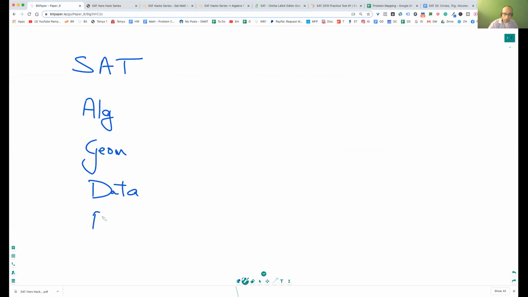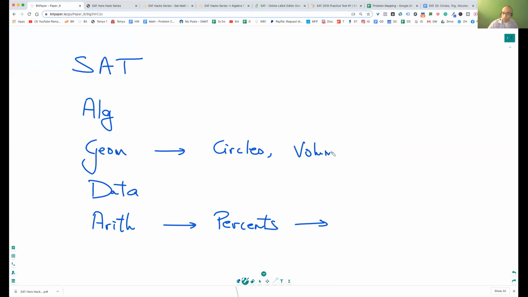The first thing over here that let's try to understand: the SAT consists of 4 main topics. Algebra, geometry, data, and of course, let's not forget arithmetic. In arithmetic, we're going to look at percents, a super important topic, with a few hacks right away. Then we are going to look at geometry, circles and volumes. These are the 2 main topics we're going to look at.